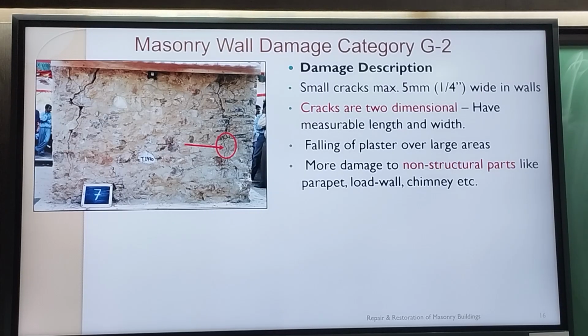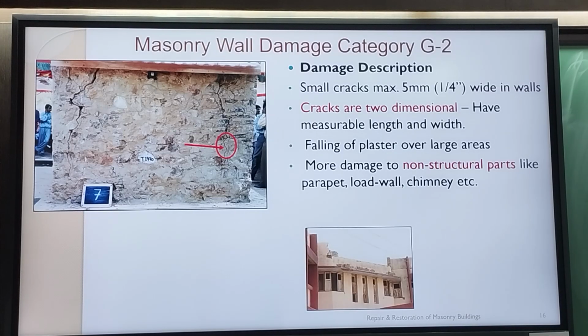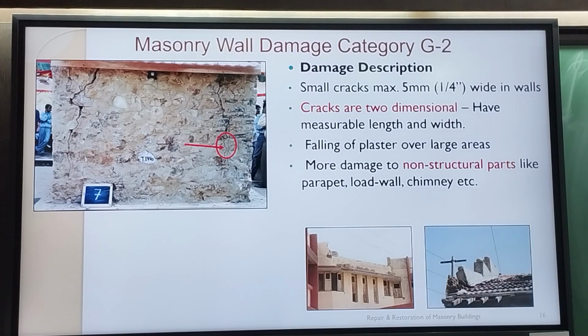So parapet is a non-structural element. Chimneys are non-structural elements. There are a number of non-structural elements in the building. So in G2 damage, even if they collapse, it's still considered as G2 because it's non-structural. Here, you see the photograph here, where the parapet has fallen off. Right? And the load wall, typically these pitch roofs have a load wall that holds the roof down. Also, they are kind of decorative. So these walls also easily fall off in earthquakes and even cyclones. High wind and then these walls collapse.